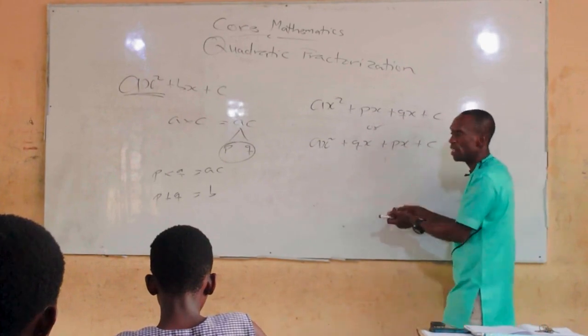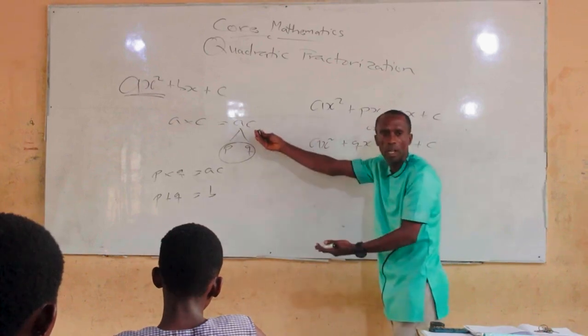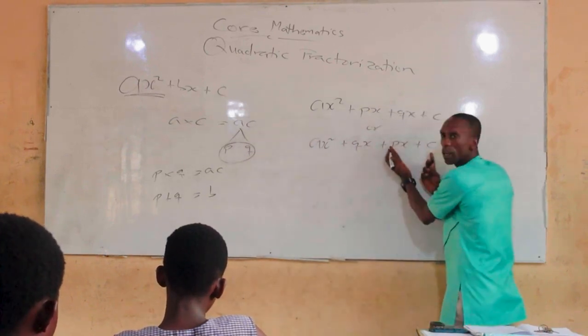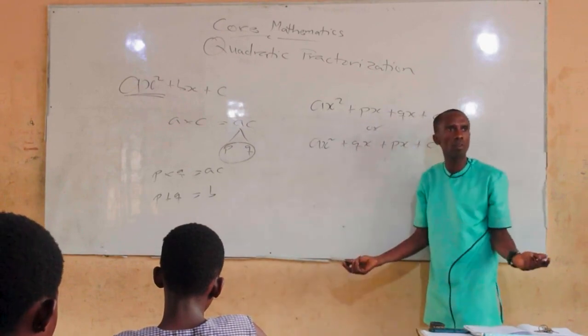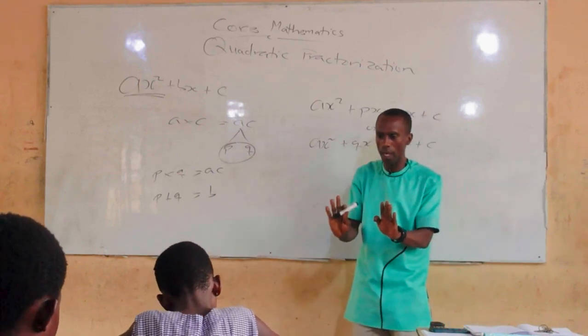So once you do this, the next thing you do is the first two. What are they having in common? You factorize, like you did in our introduction. The last two, what are they also having in common? Then you factorize. That is all. Let's take one example and look at it. But before we start, don't write.